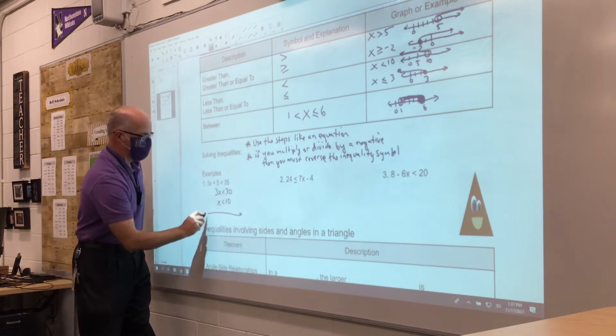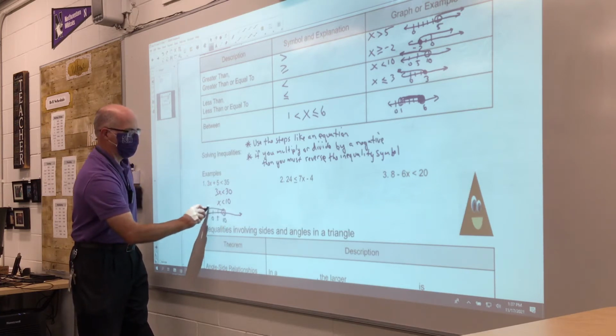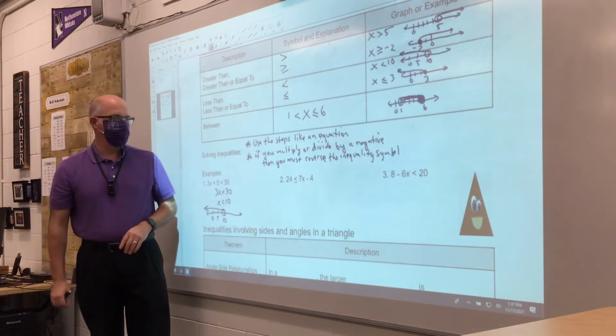So I get my graph, let me go by 5s here. Open dot on 10 and to the left. x is less than 10.